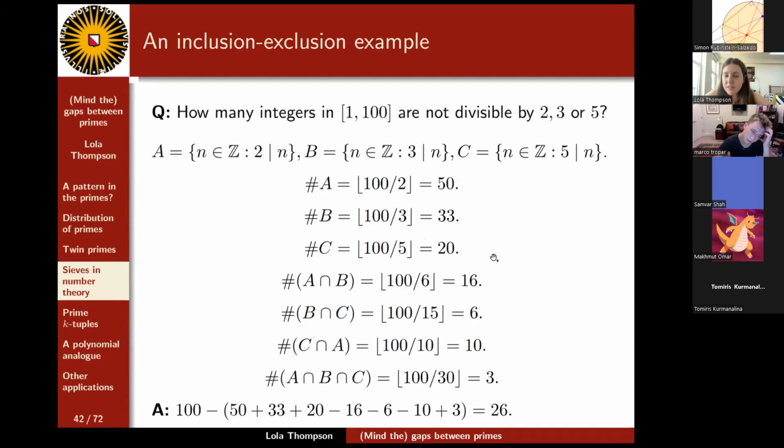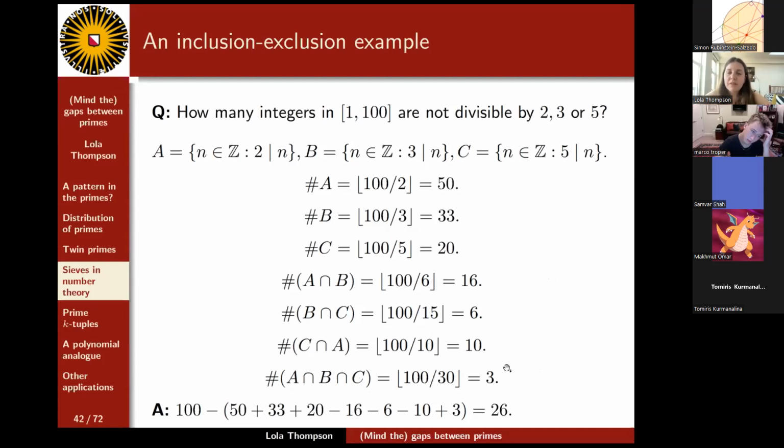And then I can do the same exact thing to find how many elements are in the intersection. So if I have 100 divided by 6, that tells me the number of numbers that are divisible by both 2 and 3. And same thing with 15 for both 3 and 5, and 10 for both 2 and 5. And then finally, if I want to know how many numbers are divisible by 2, 3, and 5, I multiply those together, I get 30, and I take 100 divided by that and pick the next integer that's below that, and I get 3.